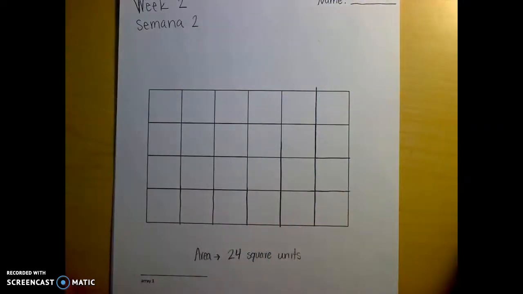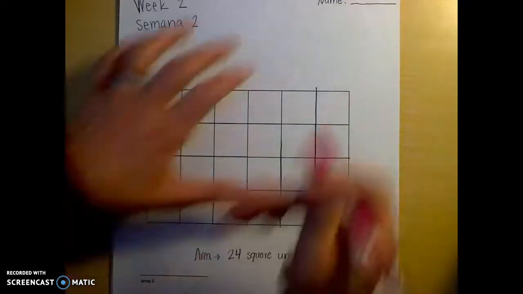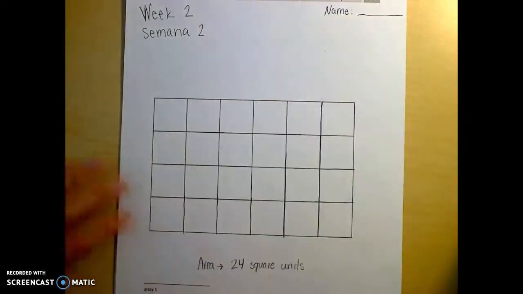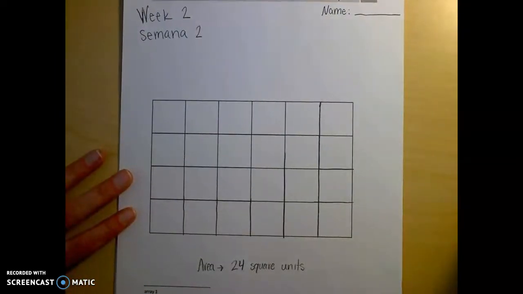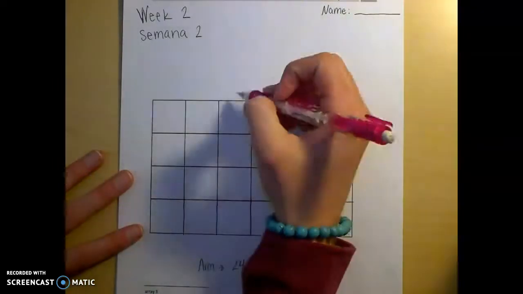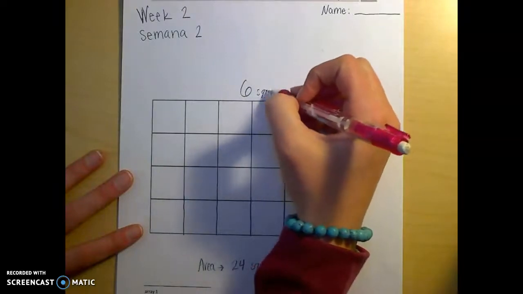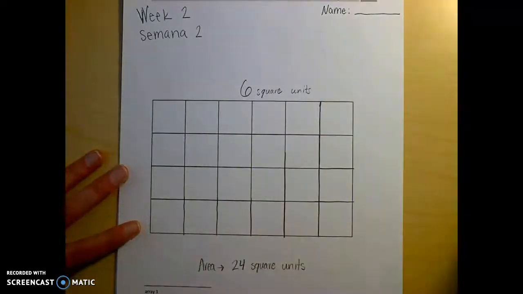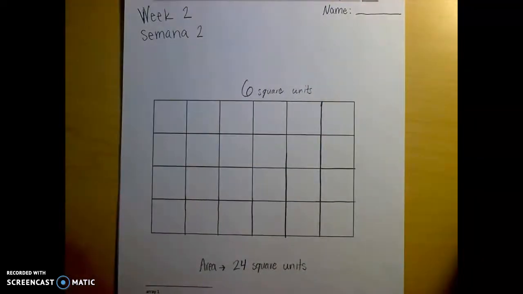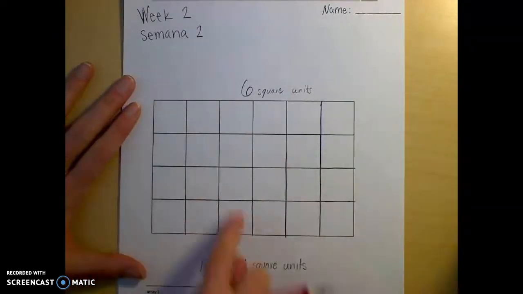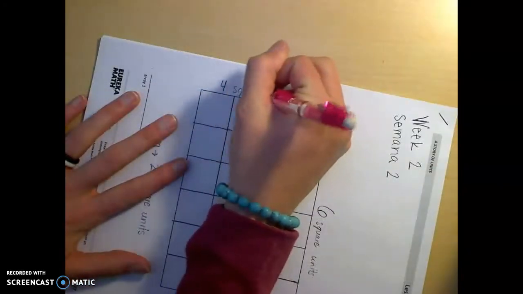Okay, but let's say I want to do it a little quicker than to just count it out like I did before. I want to know if there is a faster way. Before, I counted that there were 6 across the top. So I'm going to go ahead and label that 6 square units. I also mentioned that there are 4 square units along the side. There are 4 rows and 6 columns. So I'm going to label that 4 square units.